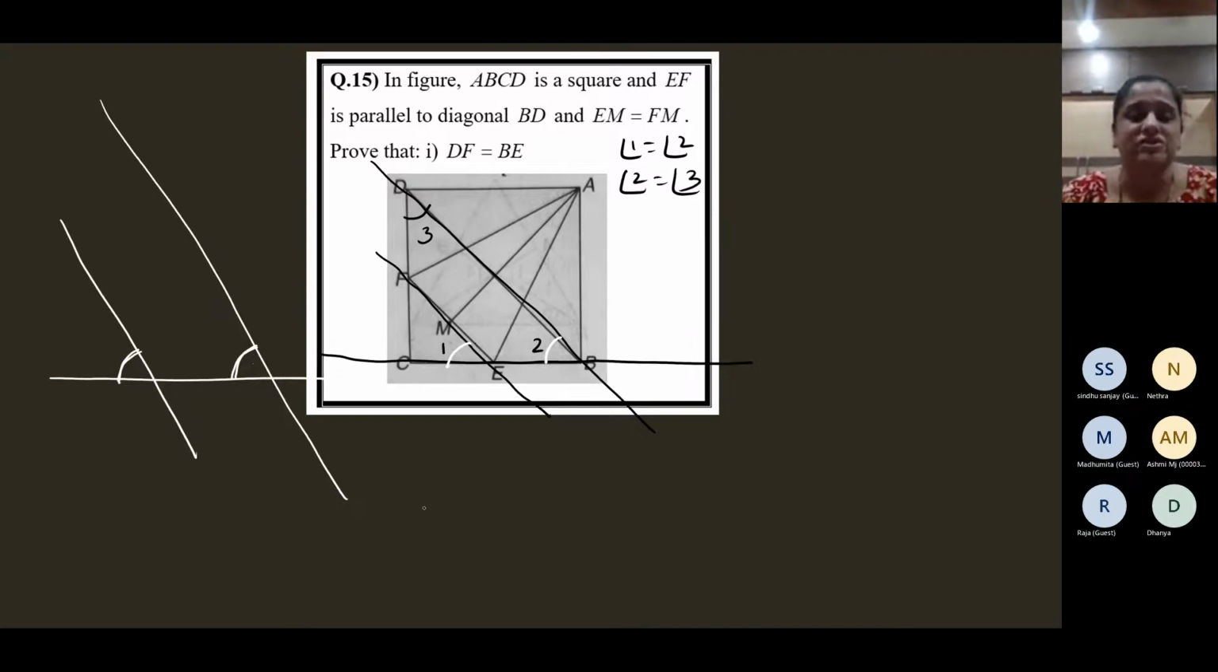Now, what is our intention? We are trying to prove that we need to get this result. What is the result we need to get? We need to get CE is equal to CF. So we are trying to prove that this angle is equal to this angle. These two angles are equal.